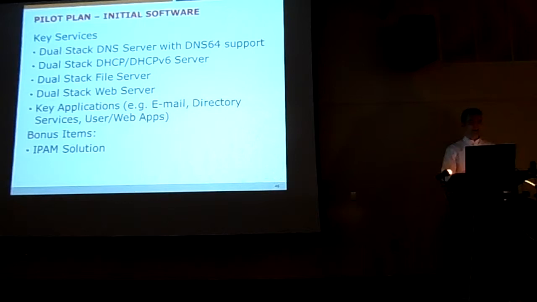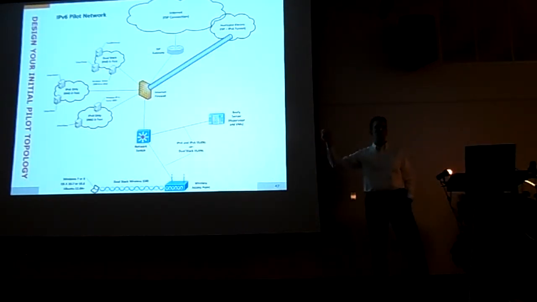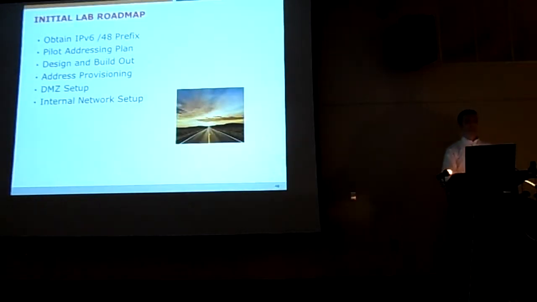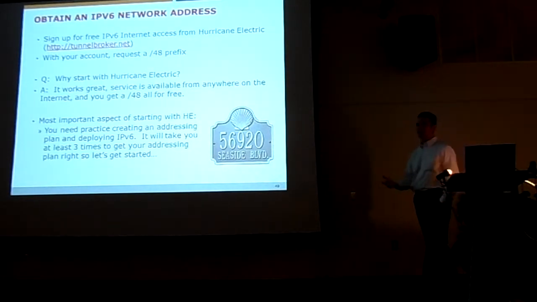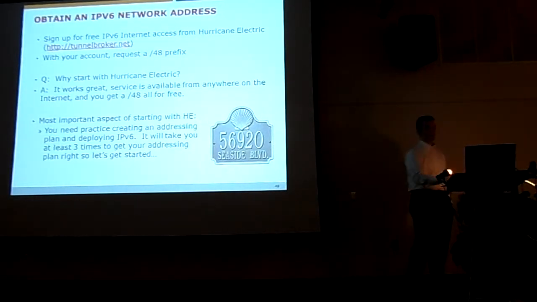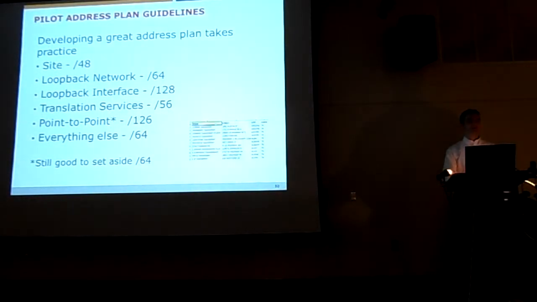Okay, we're out of time, but I did include here an example topology that you could use, and how to get started. I don't know if you've heard of Hurricane Electric, but it's a way to get on the IPv6 internet for free if you can't get native access. It's pretty easy to set up. They have examples for all major operating systems, for Cisco, for Juniper, just about everything you can think of.